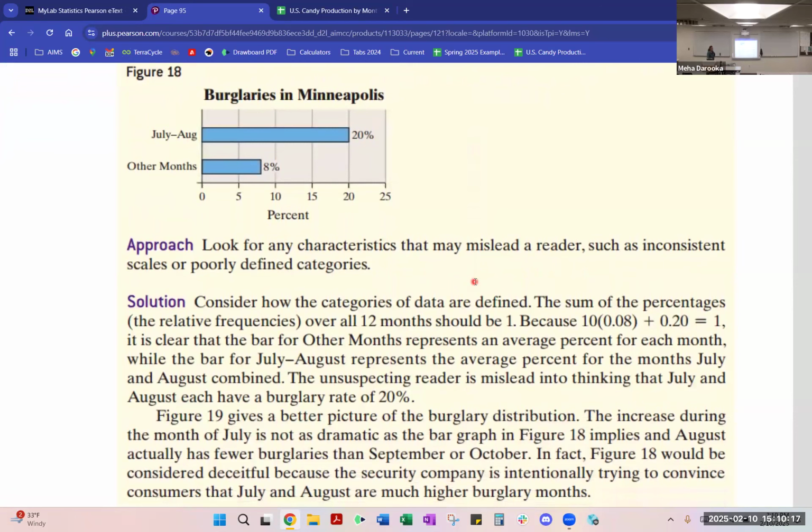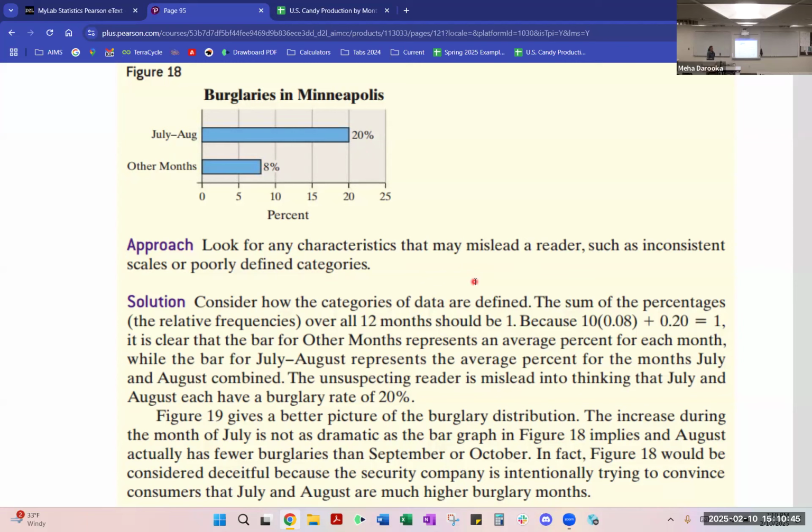So consider how the categories of data are defined. The sum of the percentages, which is relative frequencies, and we talked about this, over 12 months should be 1. Remember how we were always talking about our relative frequencies should add up to 1 when we did our histograms last time? Because we take 10 times 0.08 plus the 0.20 should equal 1.